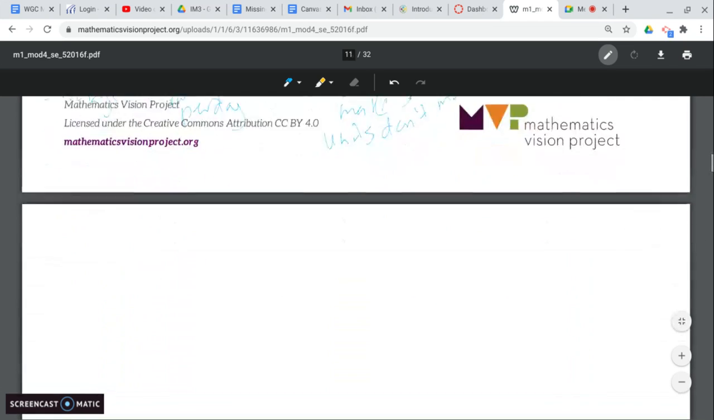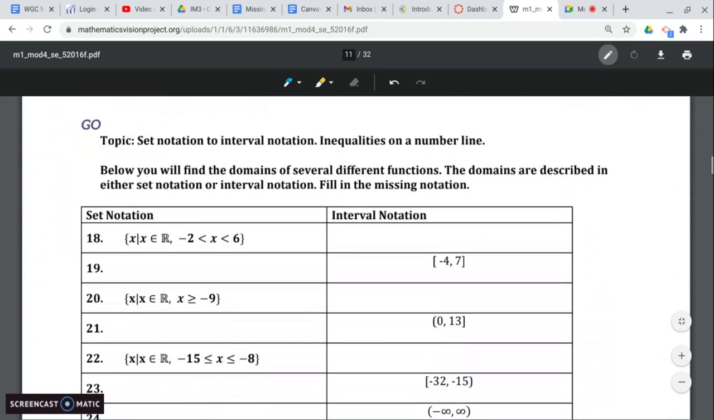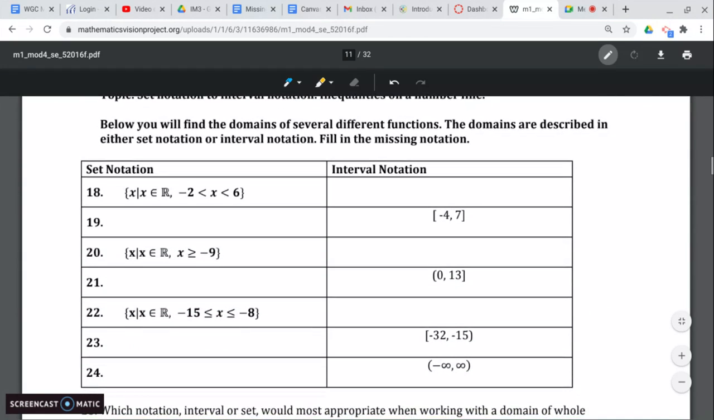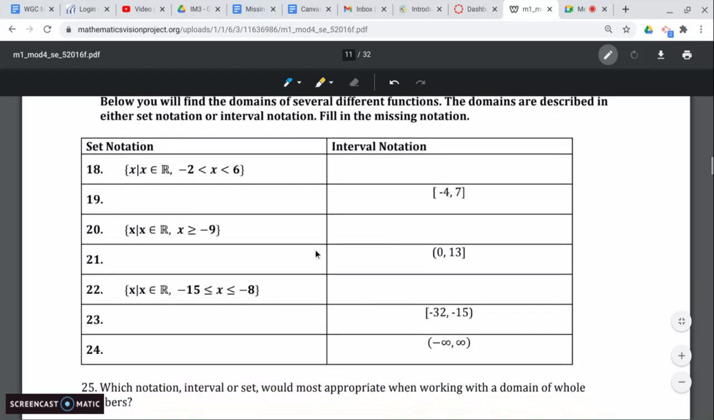All right, the next section. This is set and interval notation. Below you will find the domains of several different functions. The domains are described in either set notation or interval notation, and we want to fill in the missing notation. So here we have x, when x is an element of the real number system, so that's what that stands for. We've been over that before.